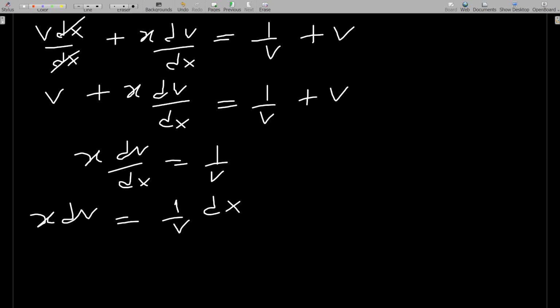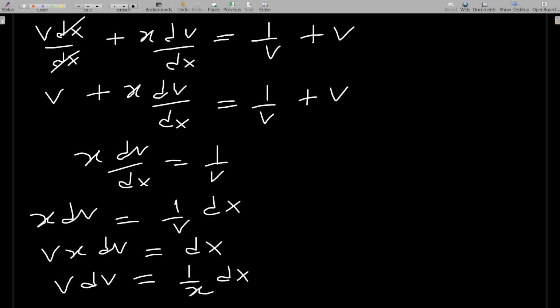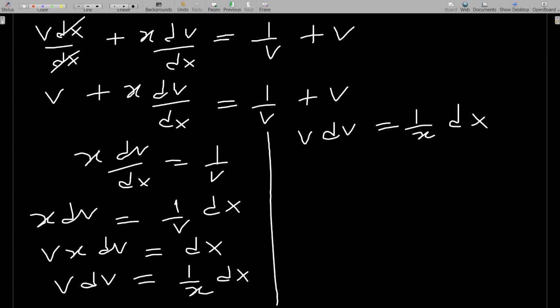So if I multiply through by v, I have vx dv is equal to dx. Let me divide through by x, and I'll have v dv being equal to 1 over x dx. So in effect we have v dv being equal to 1 over x dx. Now I have to just integrate each side. We've been able to separate it. So the integral of v dv will be equal to the integral of 1 over x dx.